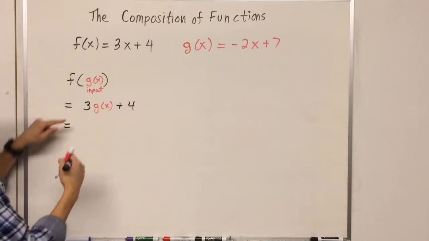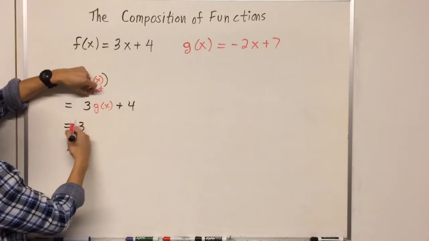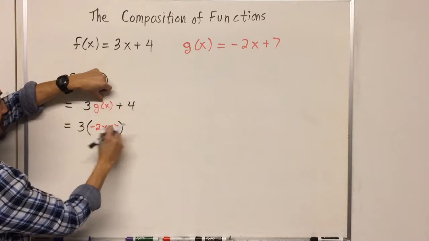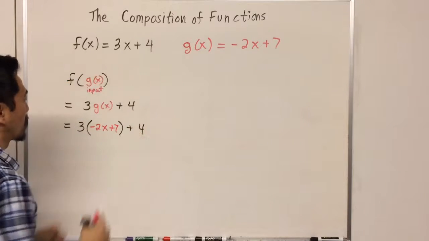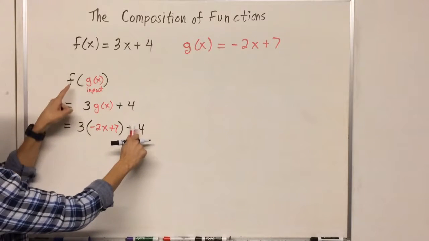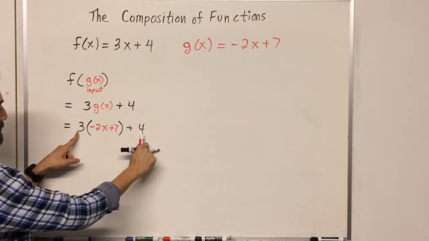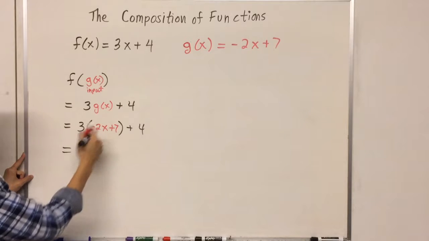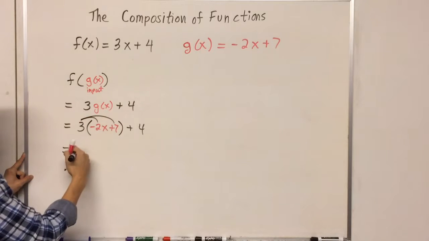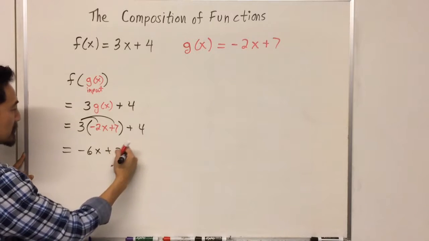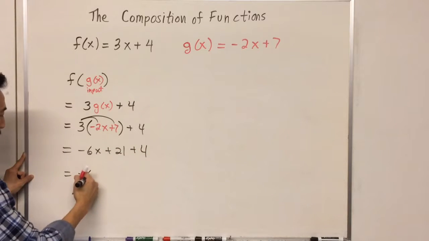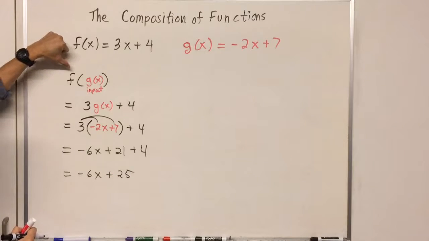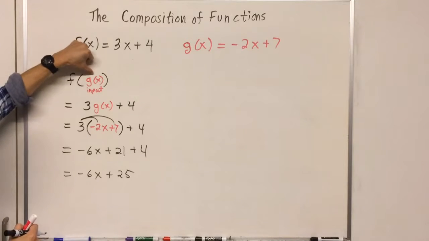But you see that g in red is the expression negative 2x plus 7, and then added with 4 more. Again, the actions of f in black are expressed in black. The input is still that expression in red. Now we're going to apply those actions. We're going to distribute. We get negative 6x plus 21 plus 4. That gives me negative 6x plus 25. And that is your brand new composition of f with g.